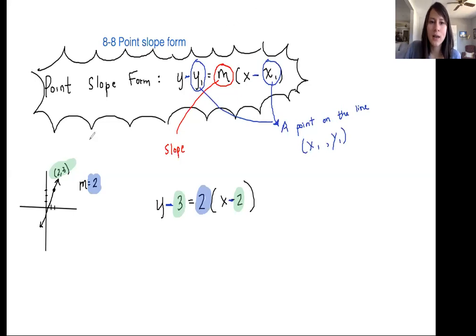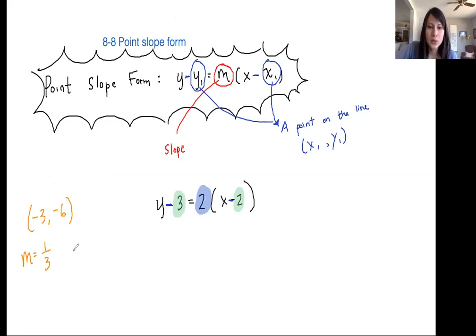So let's talk about if my point was at a different location, okay? So I'm going to erase this. I'm not going to draw the graph this time, but let's say that our point given to us was -3, -6. So I replace this into my equation, and let's say the slope was 1/3, okay? So this is my equation here. If I were to write this in point-slope form, I would write it as y minus -6 equals 1/3 times x minus -3.